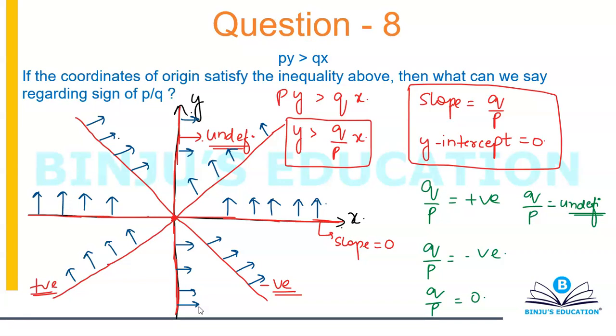So the question is, take any value of P and Q. This here will never satisfy. It's not possible.